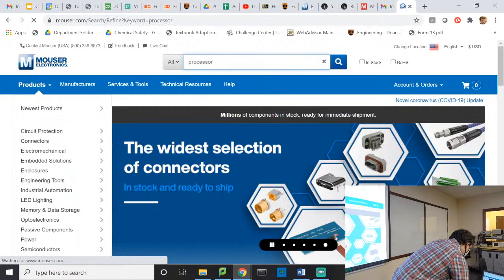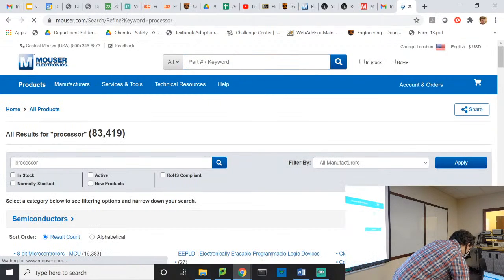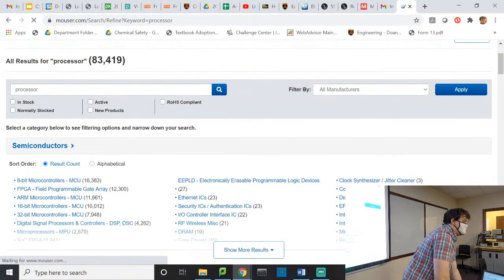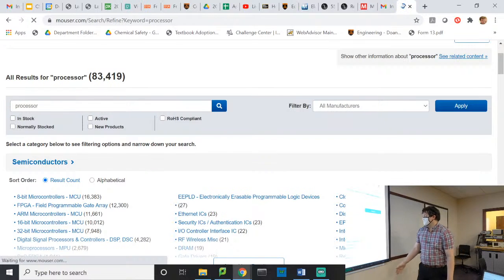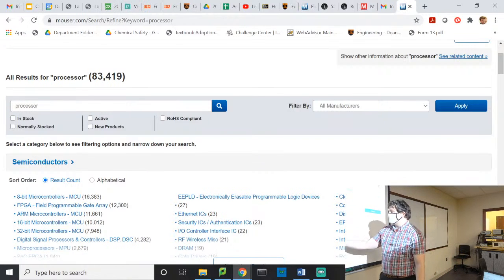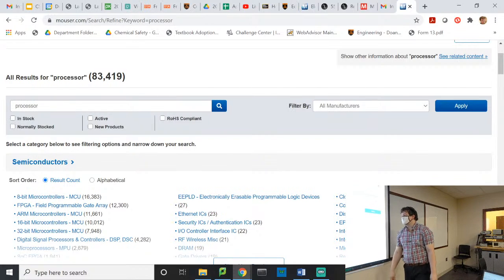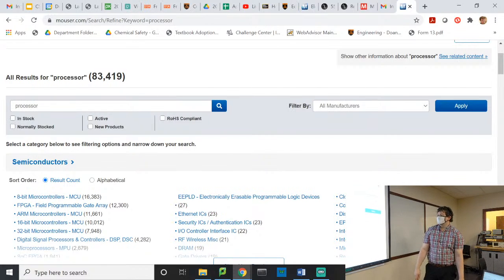Oh, come on, Mouser, don't fail me now. First of all, you have 83,000 components that pop up right away. And here are the subcategories of everything. There are 12,300 field programmable gate arrays. That's nice.